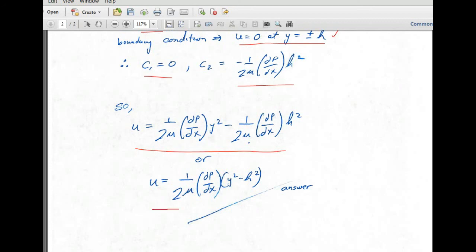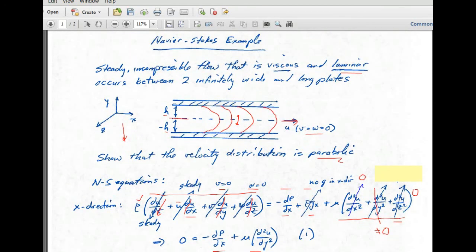We can write it like this, or we can lump them together this way. And that's our answer. It shows that the velocity distribution inside these two plates, under laminar flow conditions, on the basis of the Navier-Stokes equation, should be parabolic.